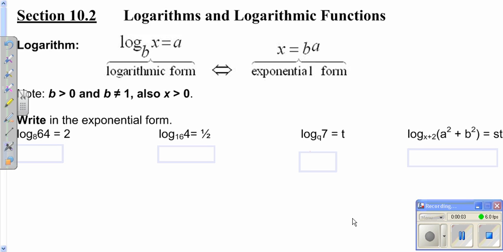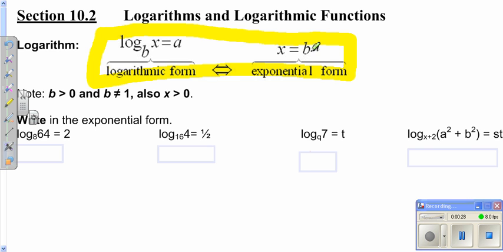We're going to look at logarithms and logarithmic functions today. Here we have the definition of a logarithm basically. You are going to need to know this for this test and the final. If you don't know what's boxed in here, there's no way you'll pass your test. There are two different ways to write the exact same thing.